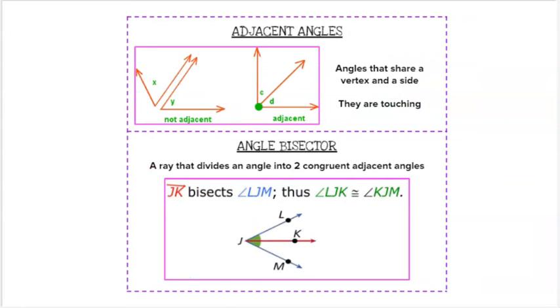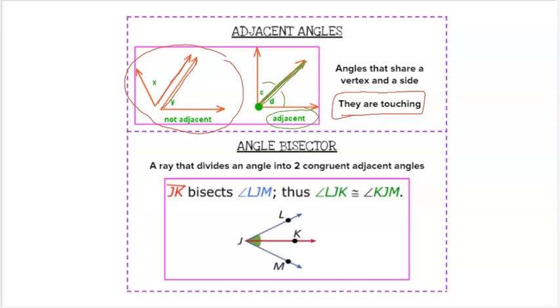Adjacent angles. Adjacent angles are angles that share a vertex and a side, so they are touching. These would be non-adjacent angles because while they are close to touching, they're not actually touching. They don't share a side. They have 2 very separate sides. But here, these angles are adjacent because they share this ray right here. So both angle C and angle D share that vertex and that side.